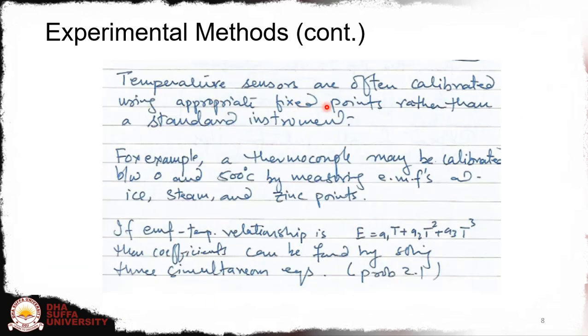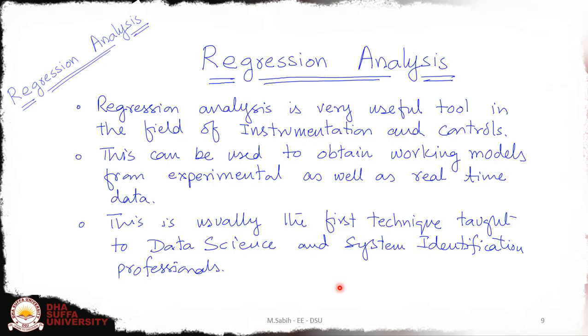Temperature sensors, for example, are often calibrated using the appropriate fixed points rather than a standard instrument. For example, a thermocouple may be calibrated between 0 and 500 degrees by measuring EMFs at, for example, ice, steam, or zinc points. So if the EMF temperature relationship is E equals A1 T plus A2 T squared plus A3 T cubed, then the coefficients can be found by solving the three simultaneous equations at these points. This is also in the end one problem, problem 2.1 in Bentley 4th edition. Okay, and we will do it in another video.